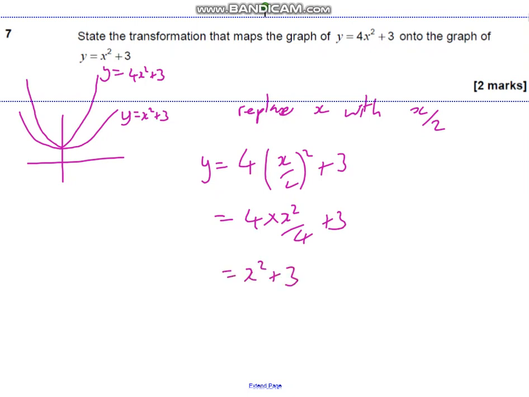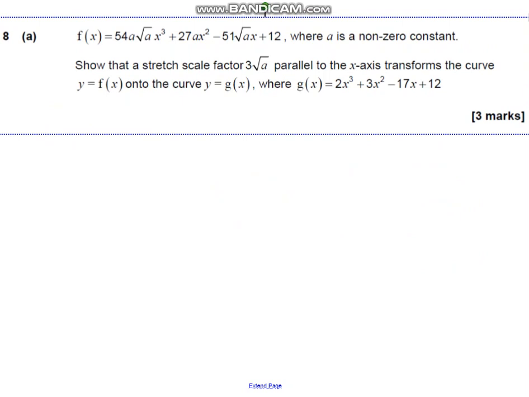So if we replaced x with x over 2, this means that we've got a stretch parallel to the x-axis, and our scale factor is 2. So basically this one has been stretched out, so it'll be twice as far away. So we can kind of see that there on my little sketch, that now every point is going to be twice as far away from the y-axis. Okay, moving on to question 8.